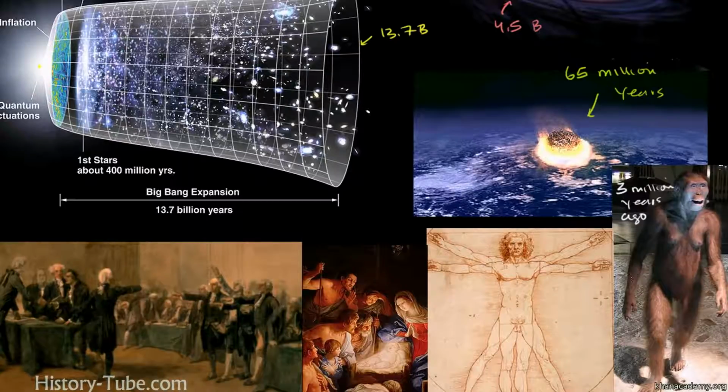And you fast forward some more, and you actually have the first modern humans appearing on the planet, people that looked and thought like you and me. This was 200,000 years ago. Obviously, this drawing was done much later, but this is a depiction of a modern human. So 200,000 years ago.